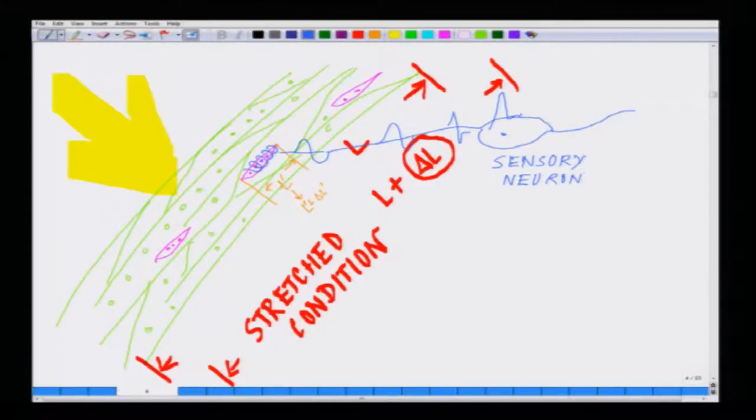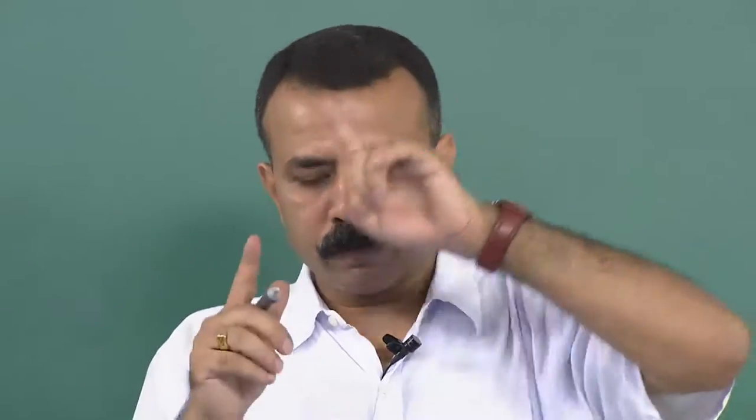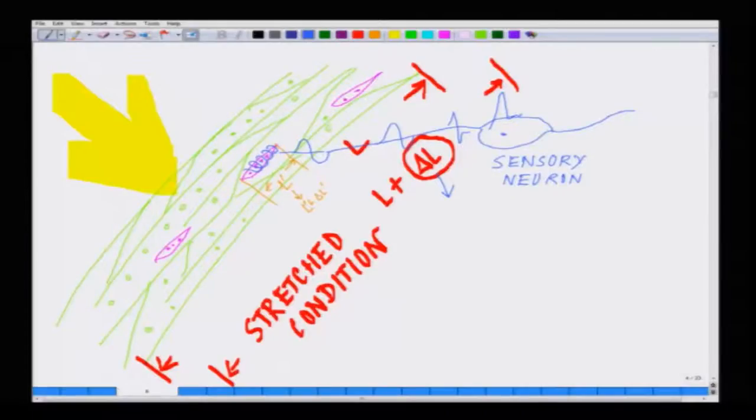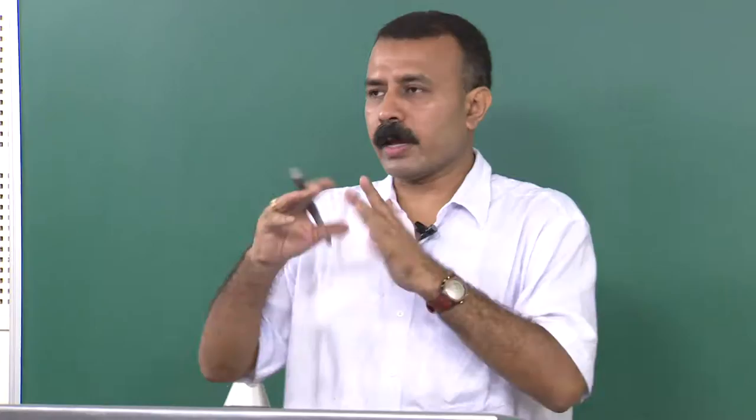Once it enters inside the spinal cord, I told you there are two options. This change in length it has already decoded. So, the message that there is a change in length is communicated by a specific train of action potential. In other words, mechanical energy is translated into electrical energy. Mechanical energy is translated into electrical energy, the first translation, the first change in the energy formatting.